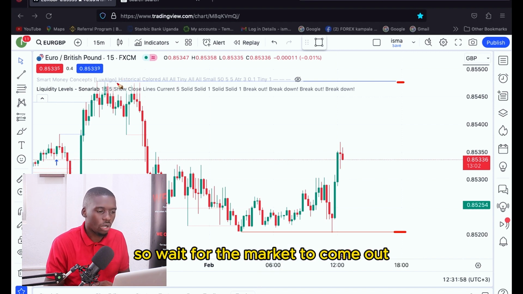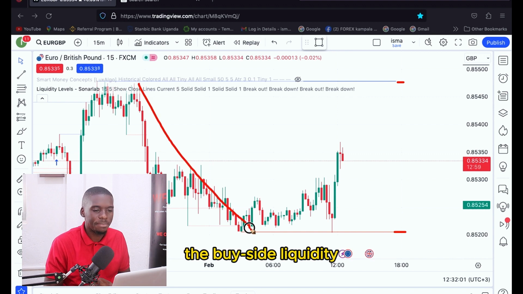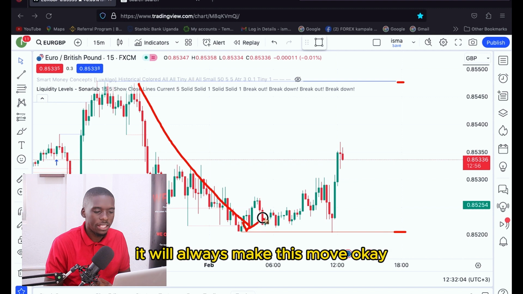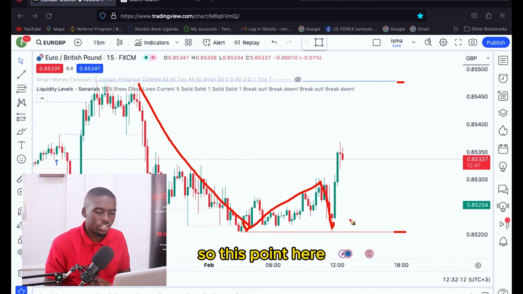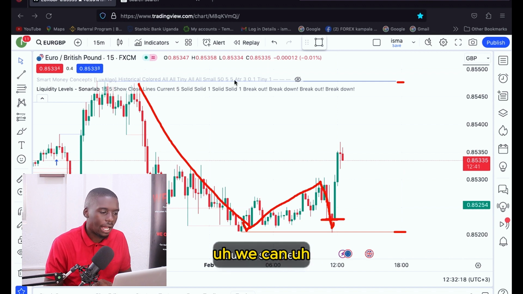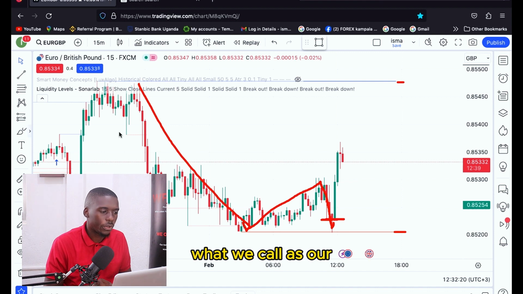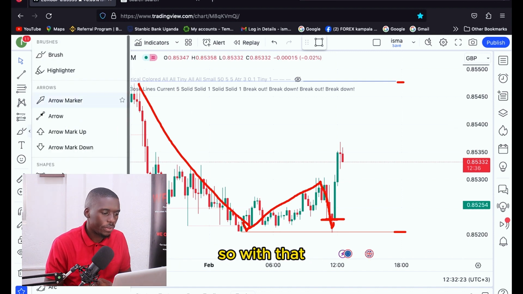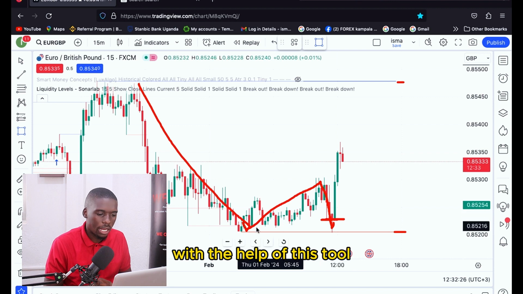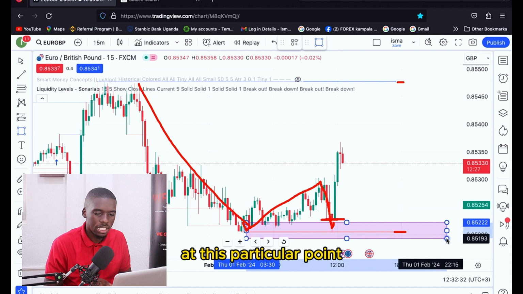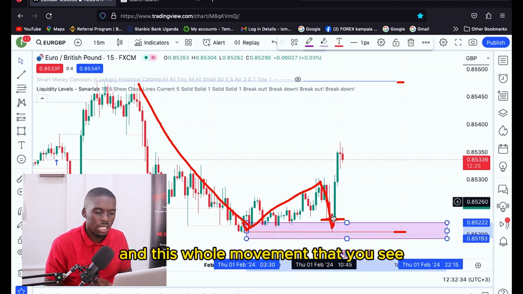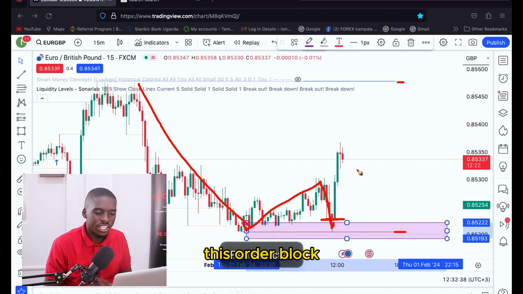So this is the illustration I was showing you. Wait for the market to come all the way from the buy side liquidity. Once it reaches here, it will always make this move, which we call the manipulation move, and then eventually tests back. The lowest point here is what helps us define our order block. So with the help of this tool, allow me to draft the order block at this particular point. And this whole movement that you see is actually being brought up by this order block.